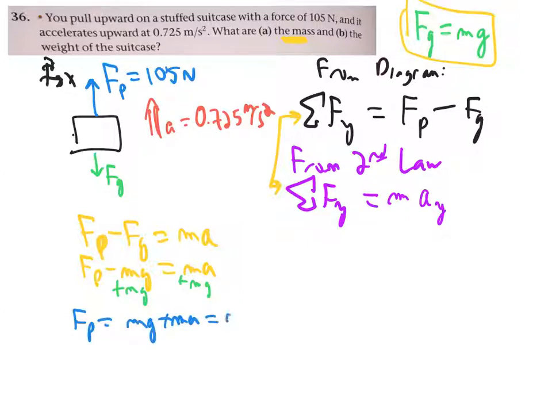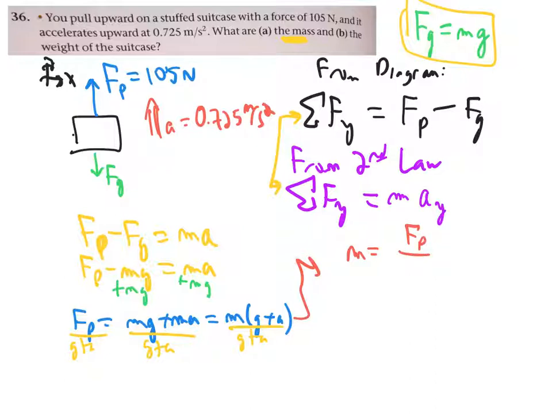I will factor out that m, because again I want to isolate it, and then I will divide by g plus a, leading to our final equation being that m equals Fp over g plus a.